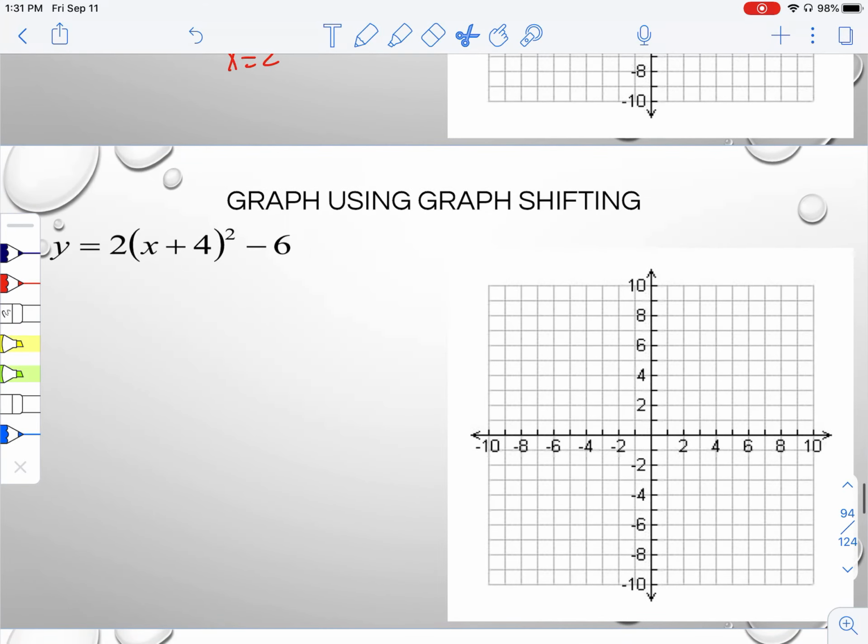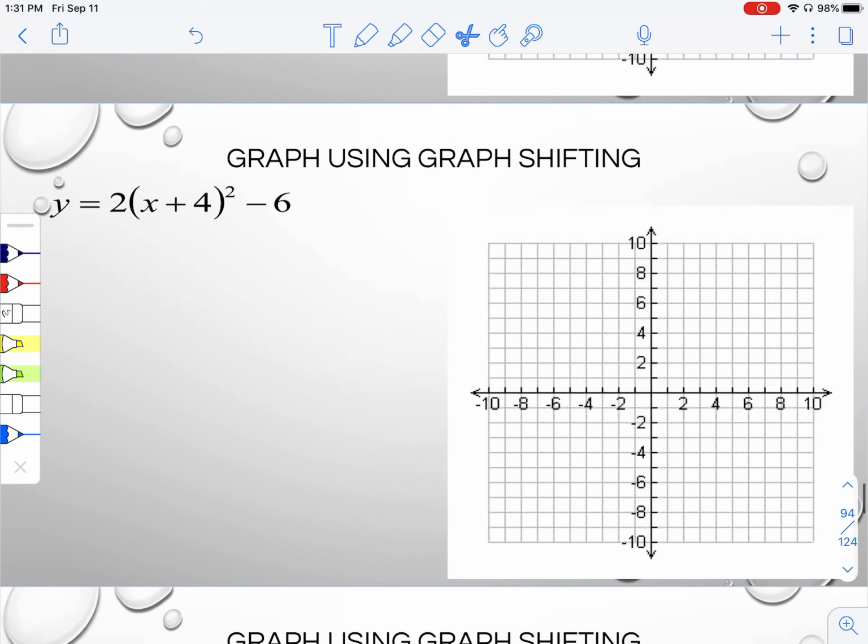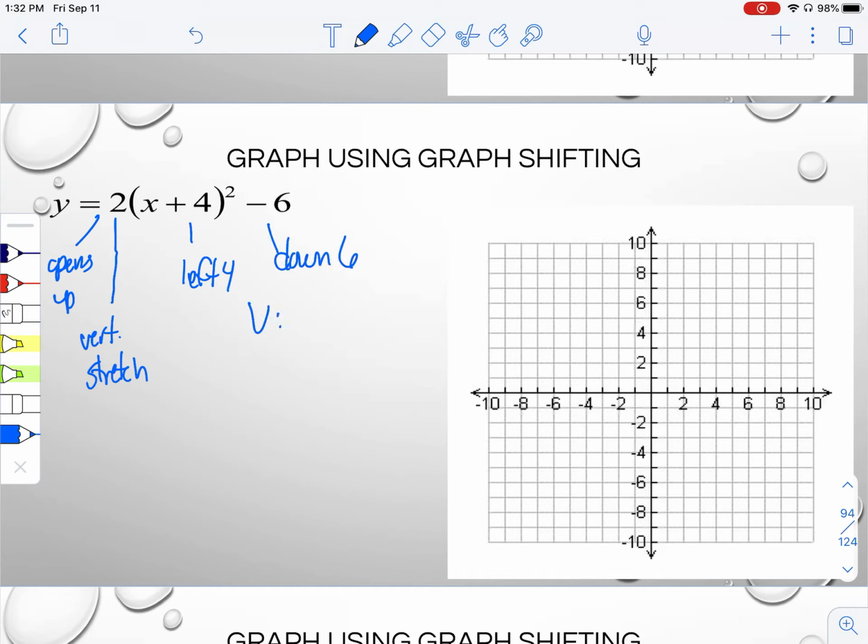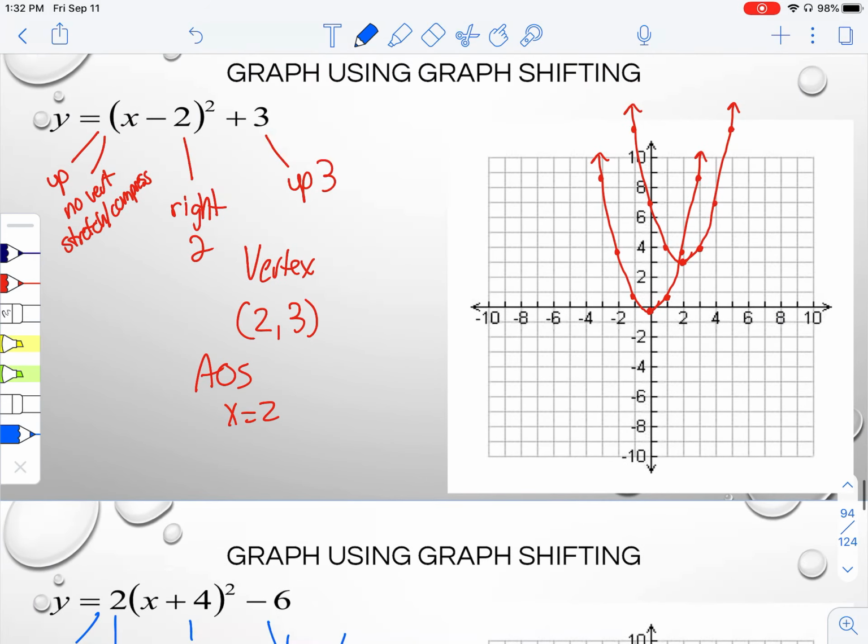Here's one where we do have an a value of 2. So real quick, let's just go through and dissect. Opens up. This one will be a vertical stretch. This is going left 4 units and down 6 units, where your vertex is (-4, -6). And our axis of symmetry is at x equals -4. That's something we forgot to graph over here. Our axis of symmetry is at x equals 2. Usually we represent that with a dotted line.